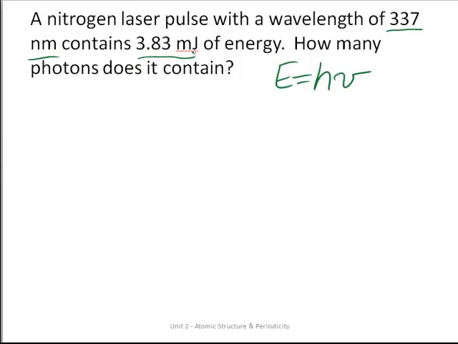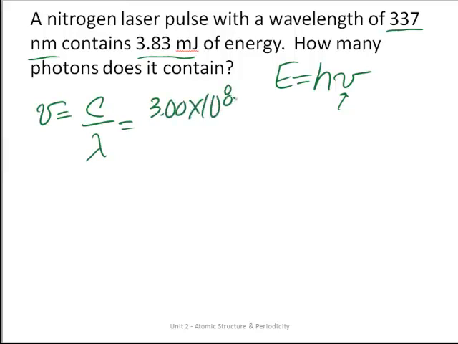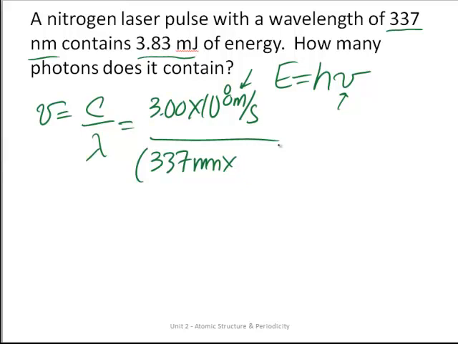Okay, so what we can do here is we can actually calculate the frequency from our wavelength by, of course, using our c equals lambda nu equation. We can utilize the 3.0 times 10 to the 8th meters per second. Of course, our speed of light is in meters. The wavelength that we're given is in nanometers, so we're going to have to convert that. We can do it all in one step down here.